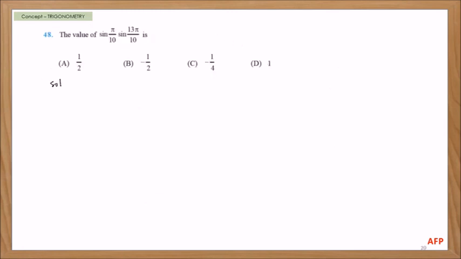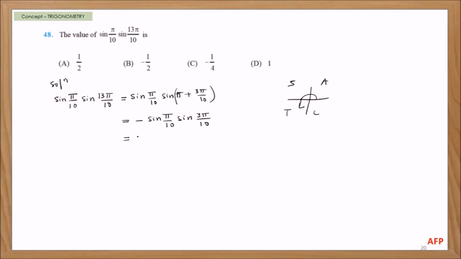So solution 48. Sine pi by 10 sine 13 pi by 10. We can write it as sine pi by 10 sine of pi plus 3 pi by 10. Okay, right, minus sine pi by 10 sine 3 pi by 10.